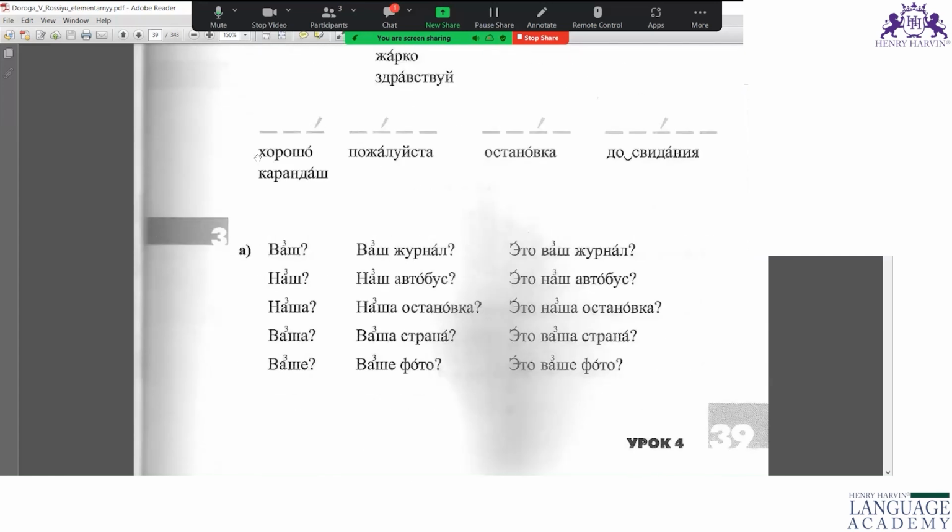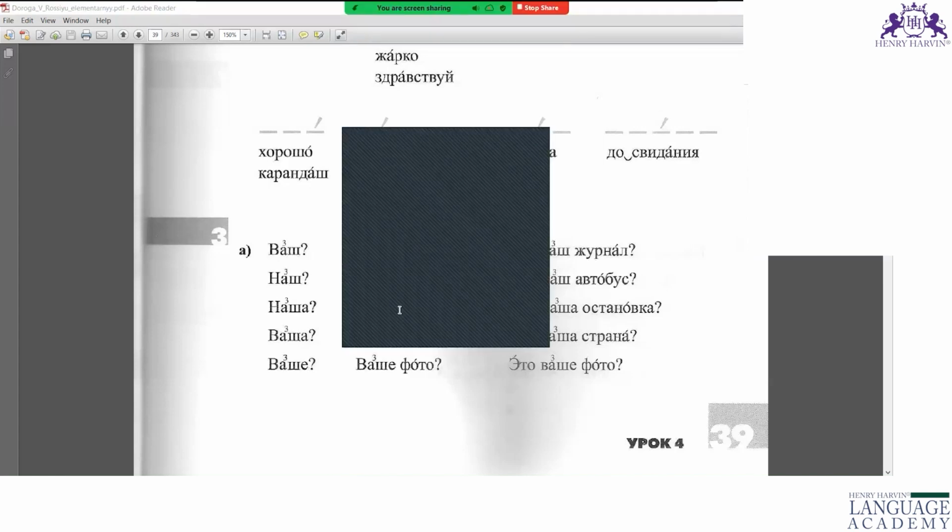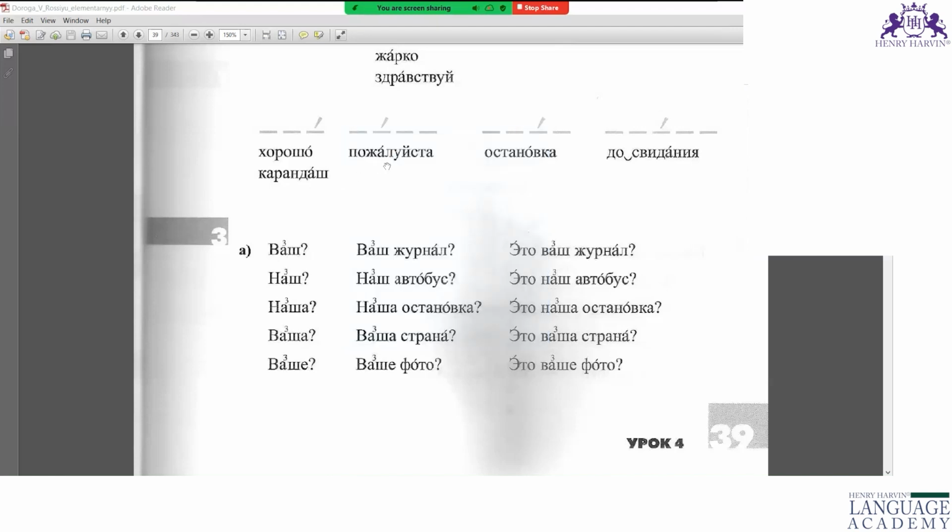Okay, these were all our old words, so now we have some new ones. Хорошо, карандаш, пожалуйста, остановка, до свидания. So the word хорошо we already know. Хорошо means okay, good, all right. Хорошо is fine. And also well, whatever, so many meanings of it. Next we have пожалуйста. Пожалуйста is please.